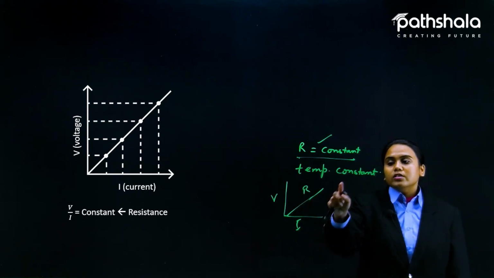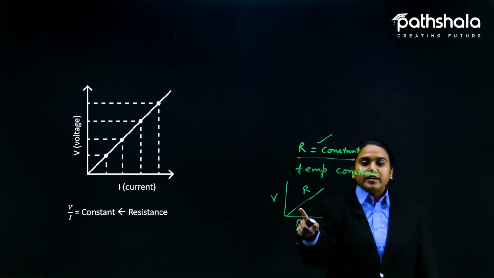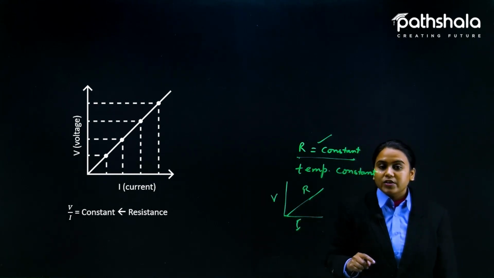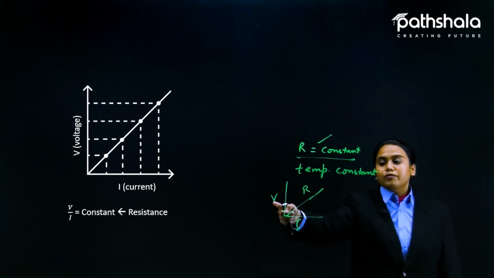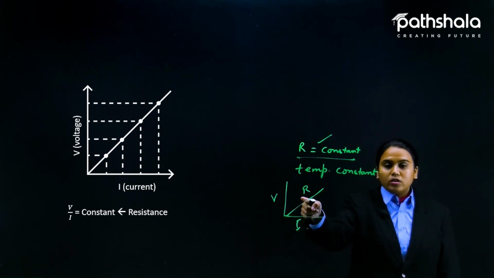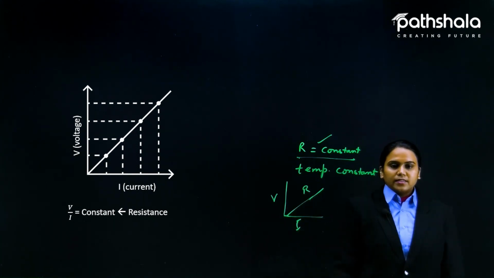So here R is constant, and this constant term in the graphical representation will be represented by a straight line only. So here V divided by I is a constant, that is resistance.